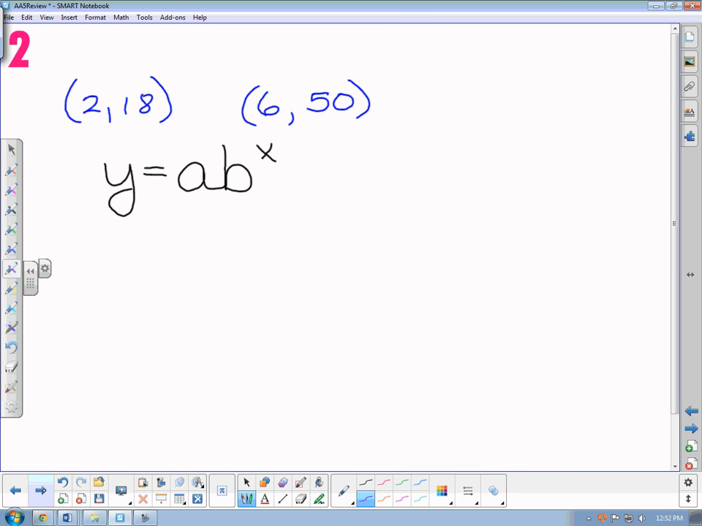All right, moving on. Trying to write an exponential equation given a couple of coordinates.